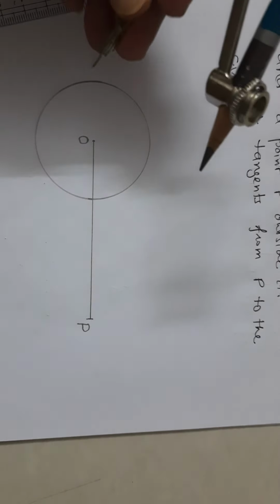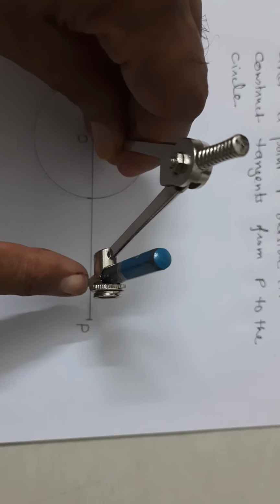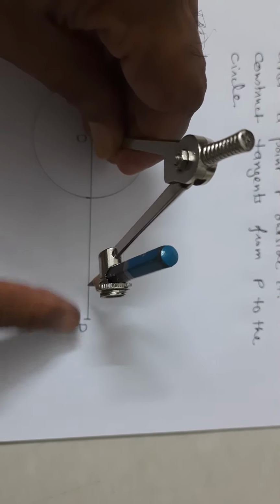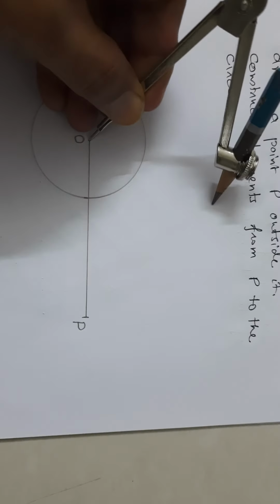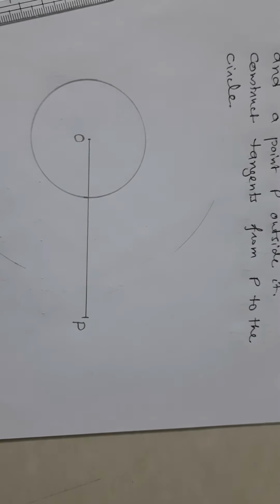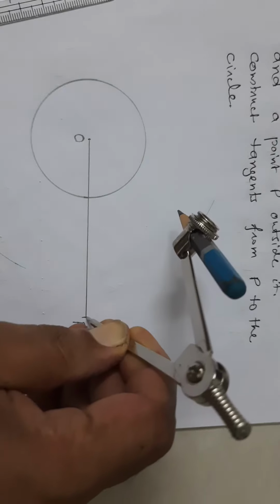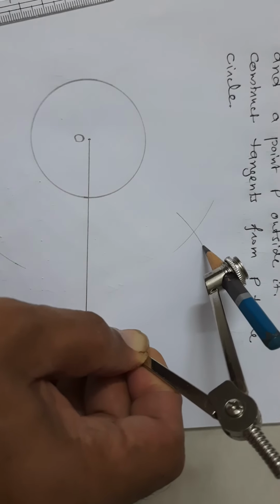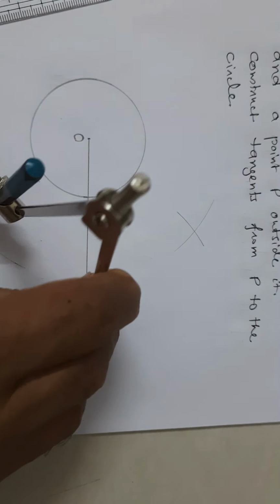Now you already know how a perpendicular bisector is drawn. Either you take a radius equal to OP, or more than half of OP, and draw two arcs on either side of OP. This I have drawn, one arc on either side with O as the center. Now I am drawing another two arcs with P as the center. This I have drawn.